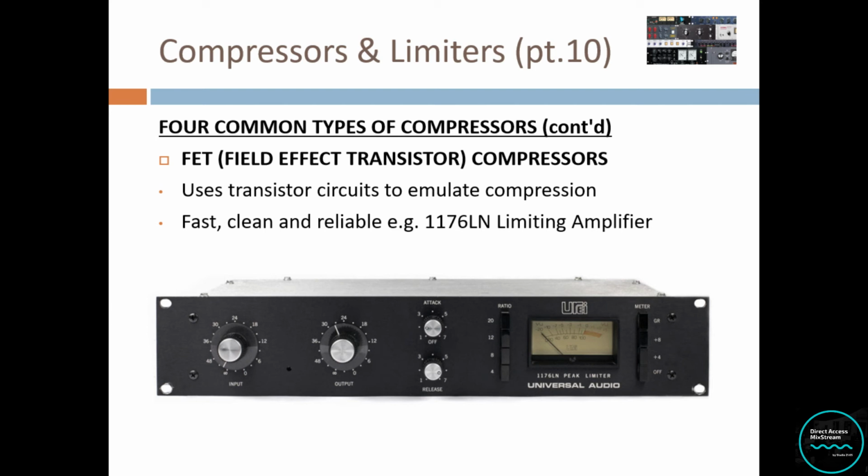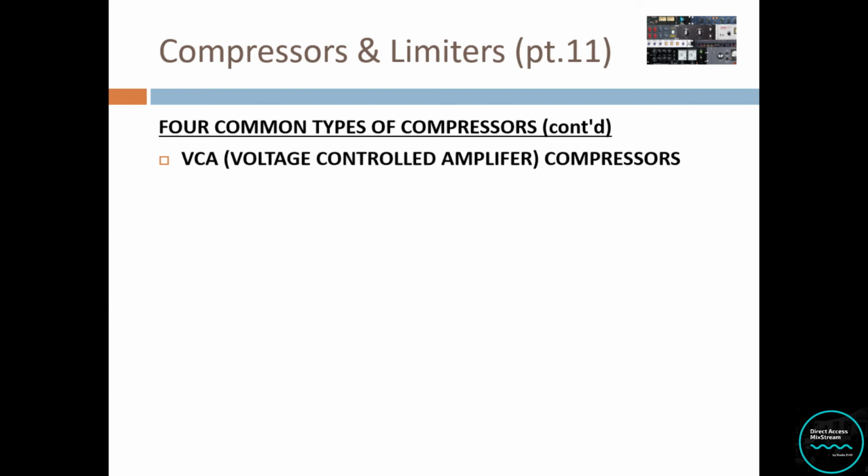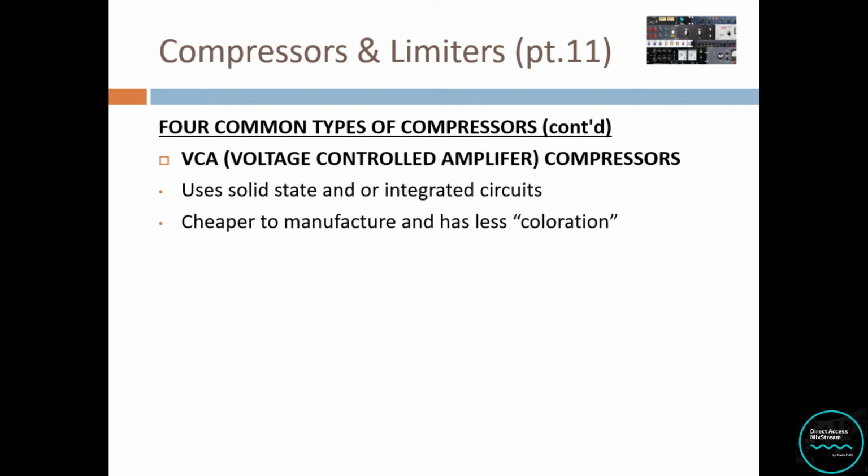This is the 1176. Now, another type of compressor would be the voltage controlled amplifier, VCA. What this uses is solid state and also integrated circuits. These are usually a bit cheaper to manufacture, and have slightly less coloration.